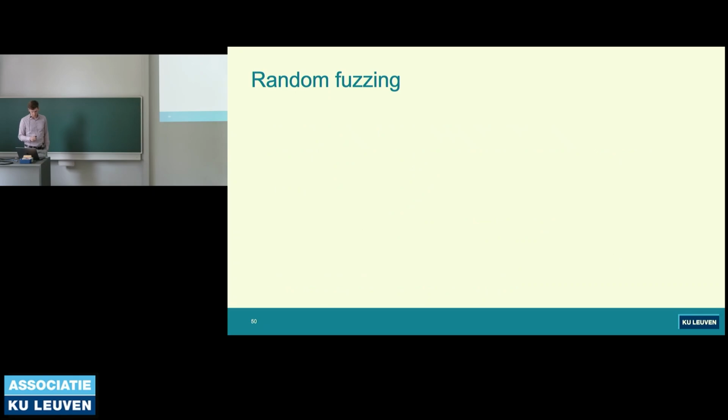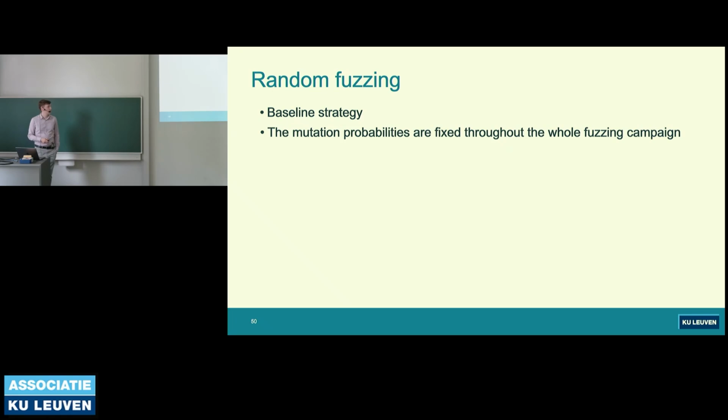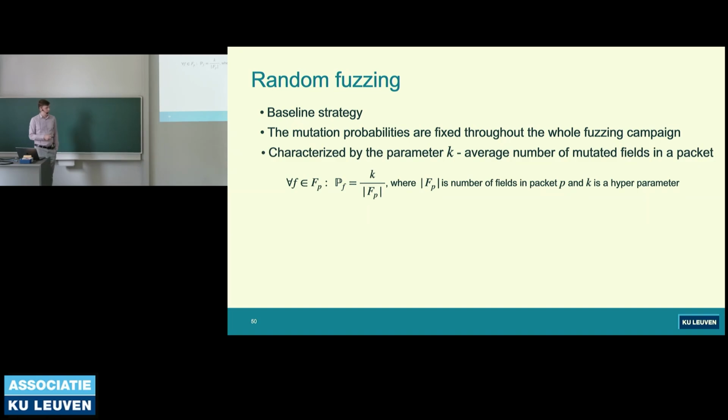And then I have 2 fuzzers that I've implemented. One is called the random fuzzer. You can think about it as a baseline strategy, where the mutation probabilities are fixed from the start of the fuzzing and throughout the whole fuzzing campaign. So they're fixed and characterized by this parameter k, as we just saw, but they never change throughout the fuzzing.